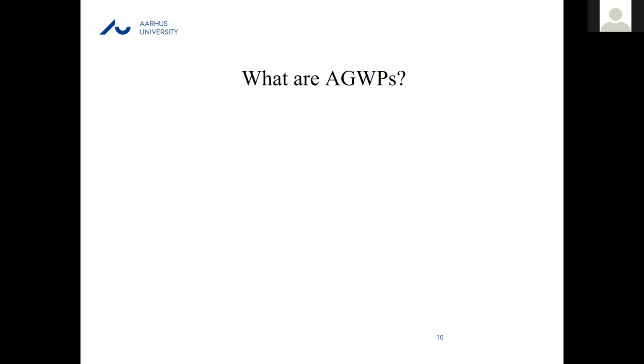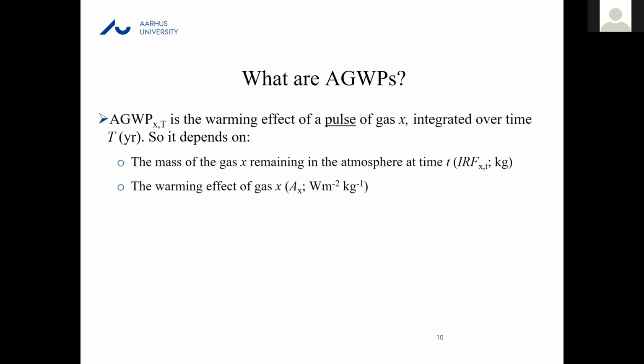So what are absolute global warming potentials? The absolute global warming potential of a given gas is the warming effect of a pulse emission of that gas integrated over the time horizon. That means it depends on the mass of the gas that is remaining in the atmosphere at any given time t, the so-called impulse response function, or IRF, and the warming effect of that gas, AX. Expressed mathematically, it looks like this.